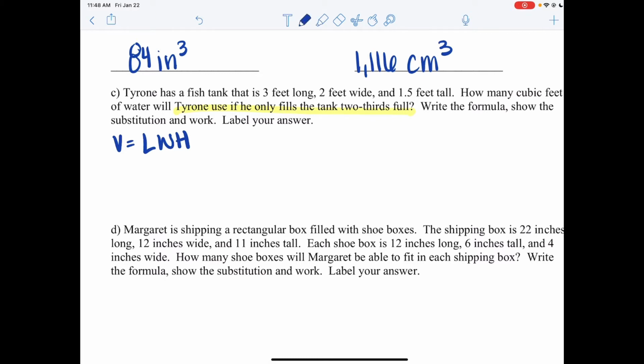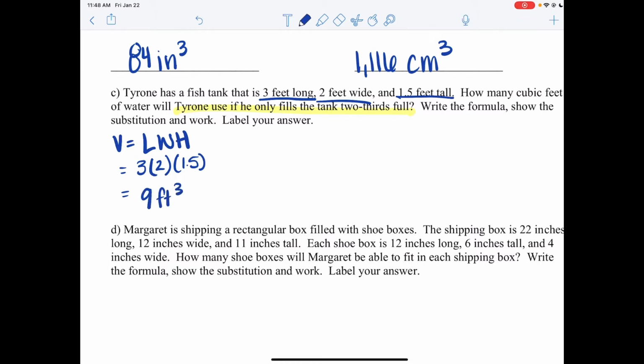So I'm going to start off by just finding the volume. My length was 3, my width was 2, and my height was 1.5. Okay, when I multiply all of these together, I have 3 times 2 times 1.5, and that is equal to 9 cubic feet.